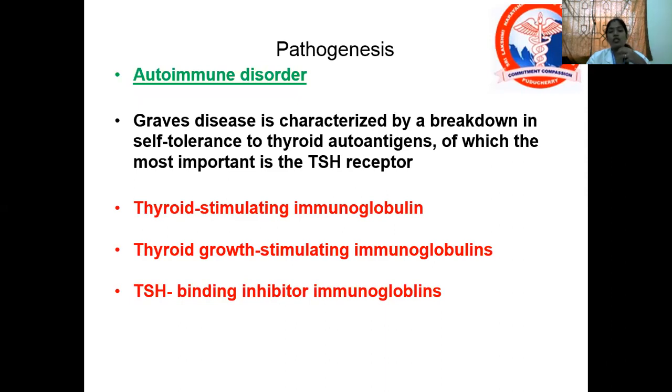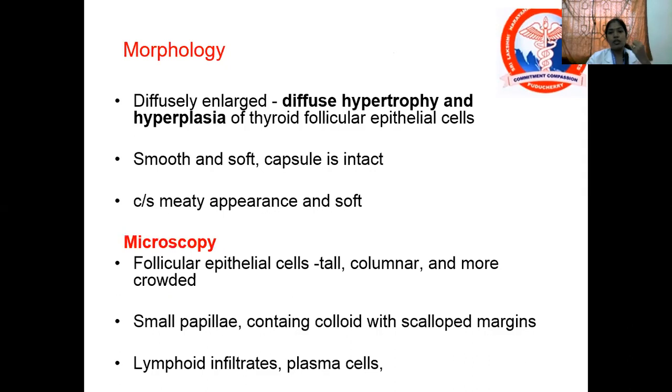Moving on to the pathogenesis of Graves' disease. Graves' disease is an autoimmune disorder. It is characterized by a breakdown in the cell's tolerance to thyroid autoantigens, of which the most important is the TSH receptor. So what are all the antibodies which are developed? Thyroid stimulating immunoglobulin, thyroid growth stimulating immunoglobulin, and TSH binding inhibitor immunoglobulin.